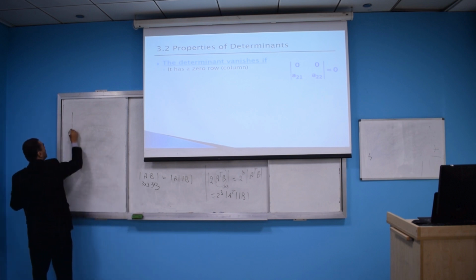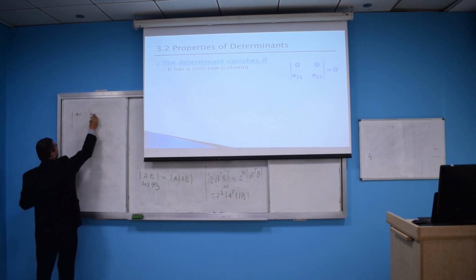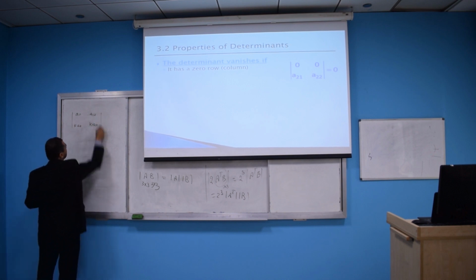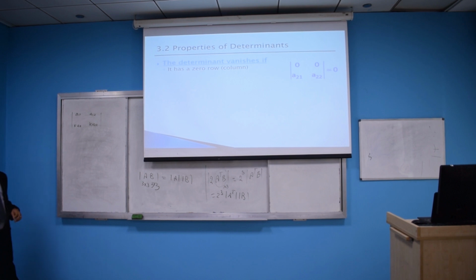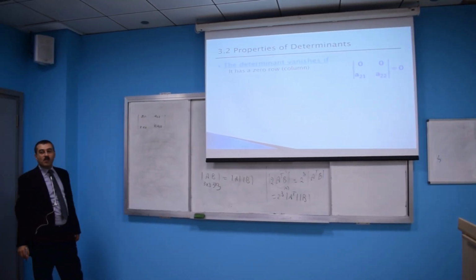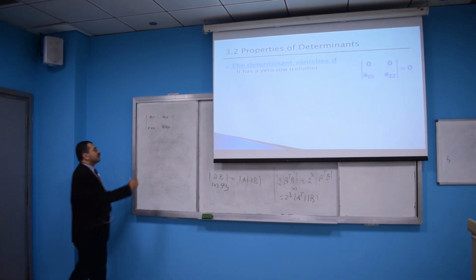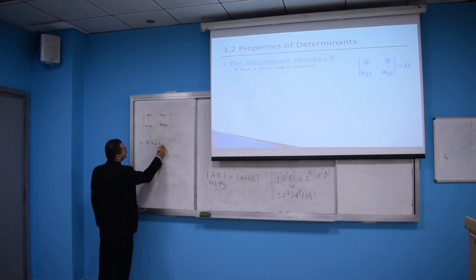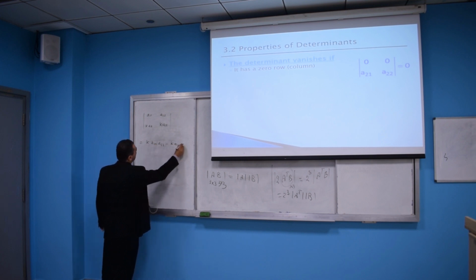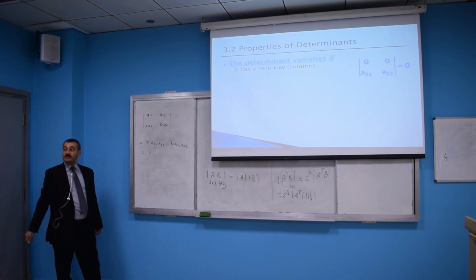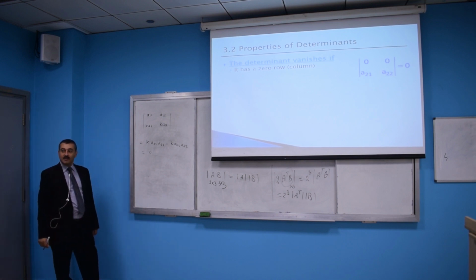Multiple or same, and A11, A12, K A11, K A12. Would this be 0? Let's expand. K A11 A12 minus K A11 A12, which is 0. Right?